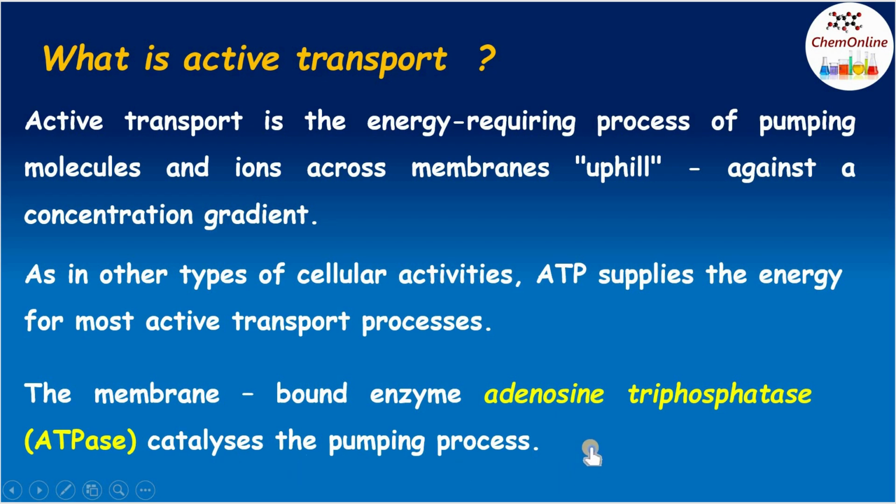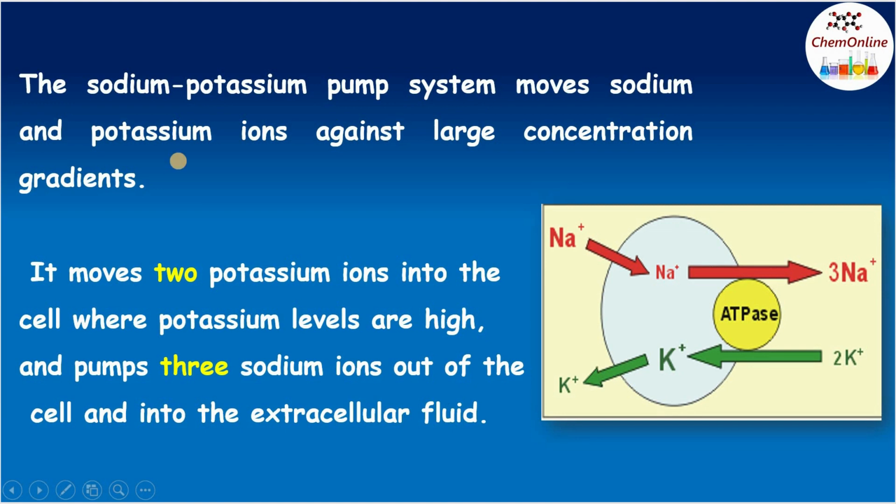So the sodium-potassium pump is an active transport process or an energy requiring process powered by ATP, adenosine triphosphate, and catalyzed by the enzyme adenosine triphosphatase, ATPase. In the sodium-potassium pump system, the sodium and potassium ions move against large concentration gradients. It moves 2 potassium ions into the cell where the potassium levels are high and pumps 3 sodium ions out of the cell and into the extracellular fluid where the concentration of sodium ions is more, as you can see here.